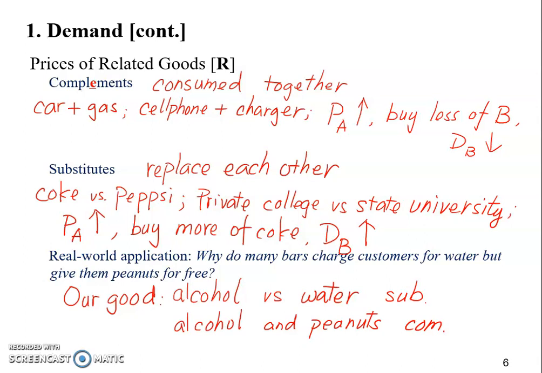Okay, so this is a third factor that will change how much people are willing and able to buy, or how much people demand. And we have three more factors we're going to introduce in the next video. Okay.